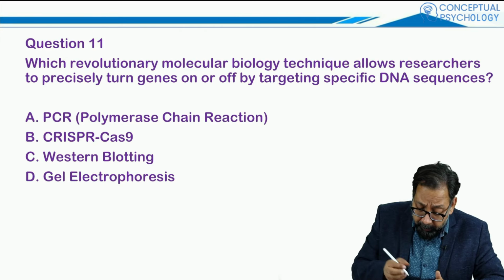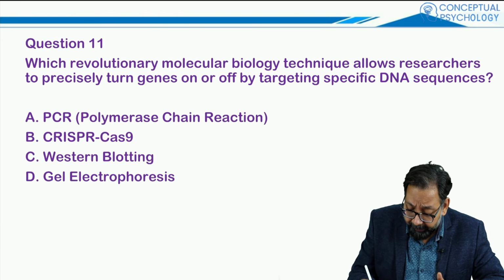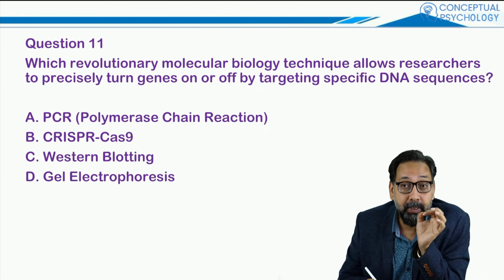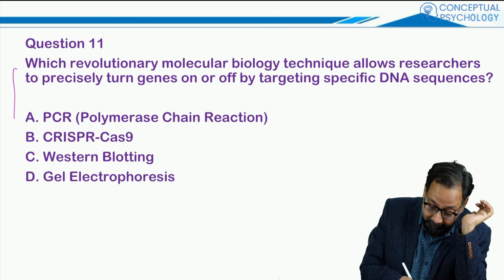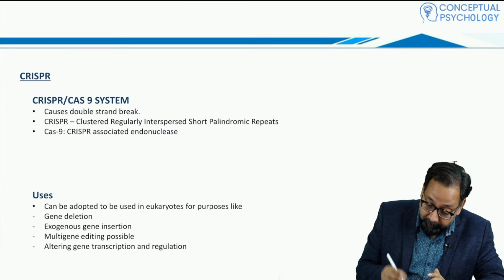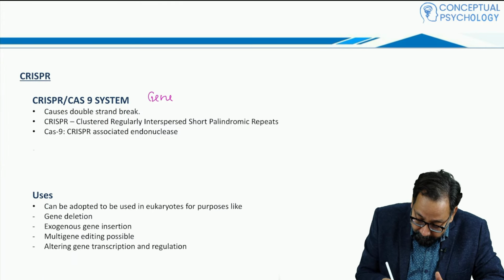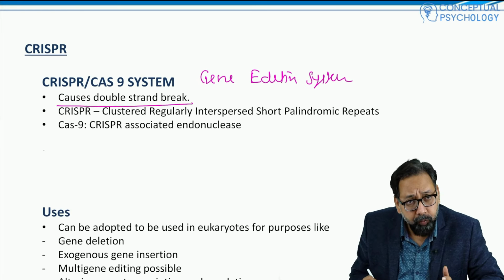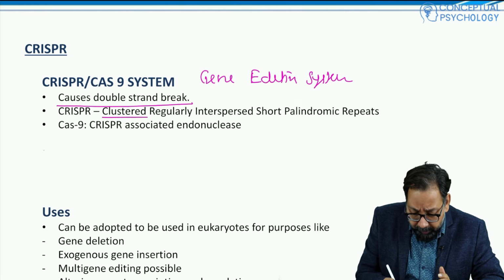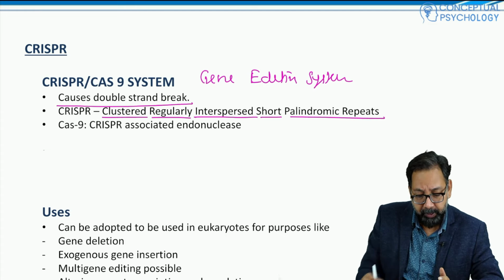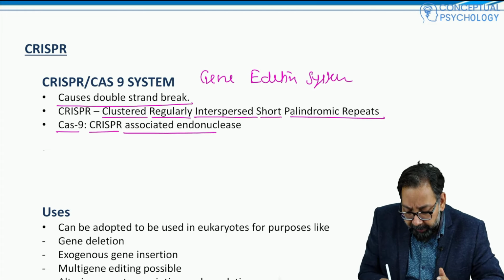Question number 11. Which revolutionary molecular biology technique allow researchers to precisely turn genes on or off by targeting a specific DNA sequence? One of the latest technique, that is CRISPR-Cas9, is the answer. Let me discuss CRISPR-Cas9 system or gene editing system. It causes double strand break. First point. What is the full form of CRISPR? Clustered, regularly interspersed, short palindromic repeats. Cas9 is CRISPR associated endonuclease.